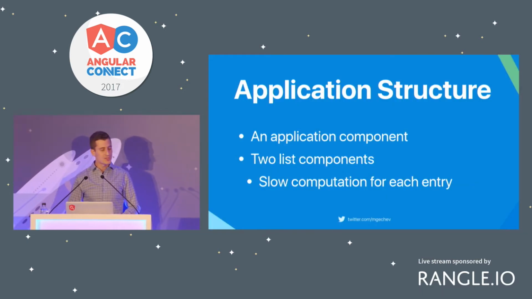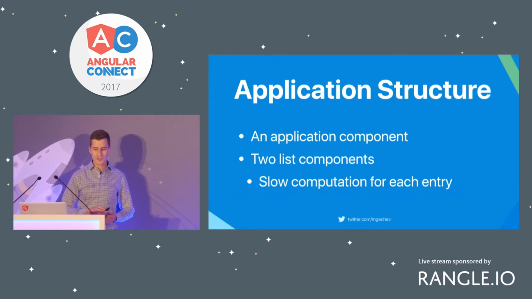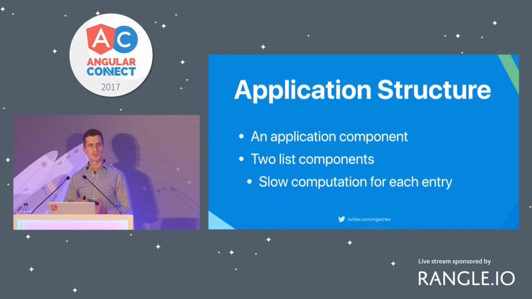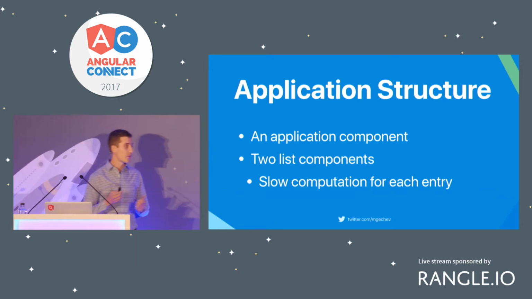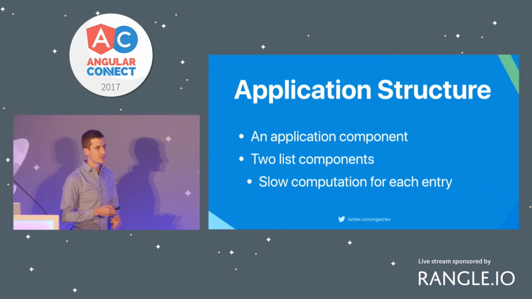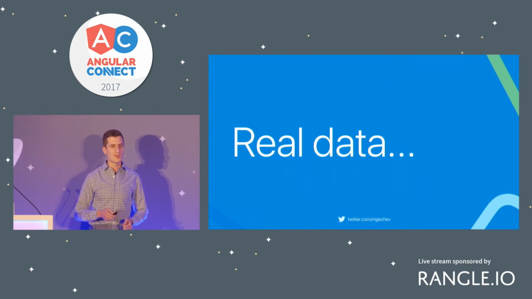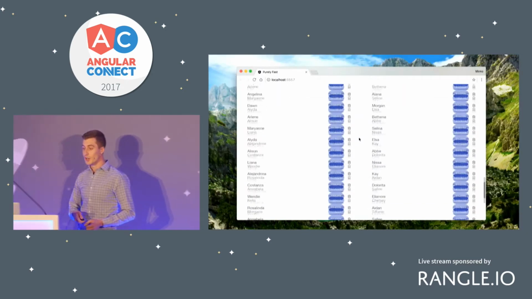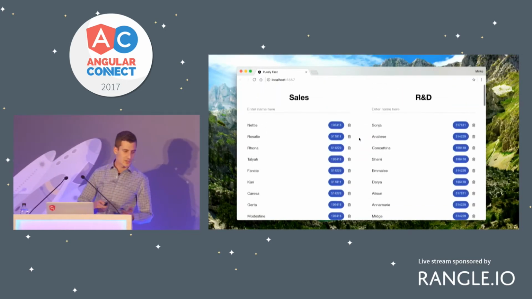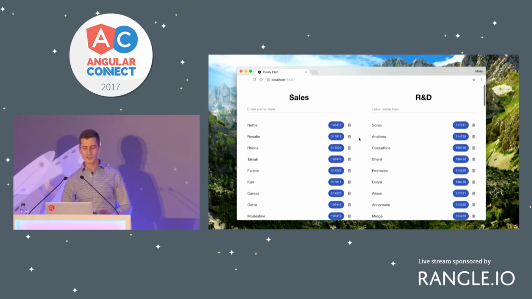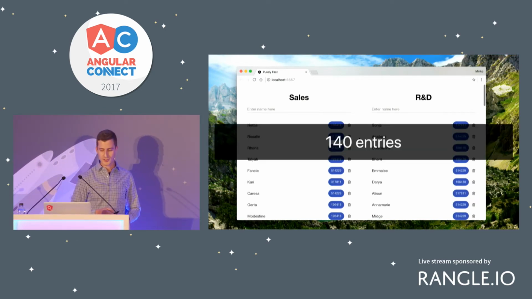As a recap, we have an app component and two instances of a list component, where we have something very computationally intensive going on for each individual list item inside of this component. Let's see how this behaves with real data. Here we have a list of employees, actually two lists of employees, in total 140 entries.